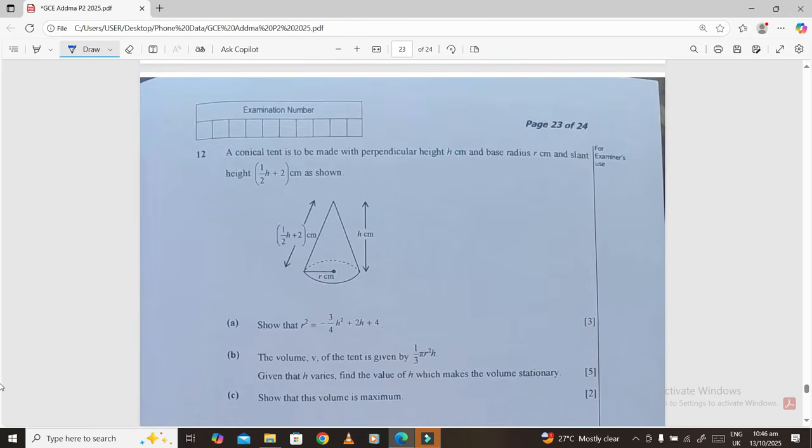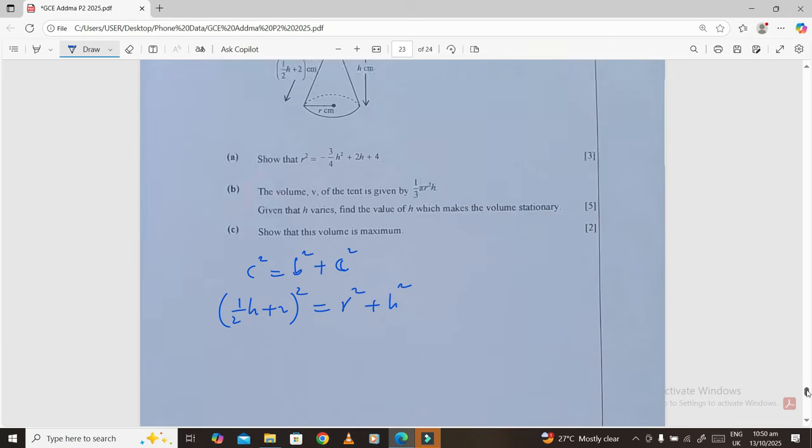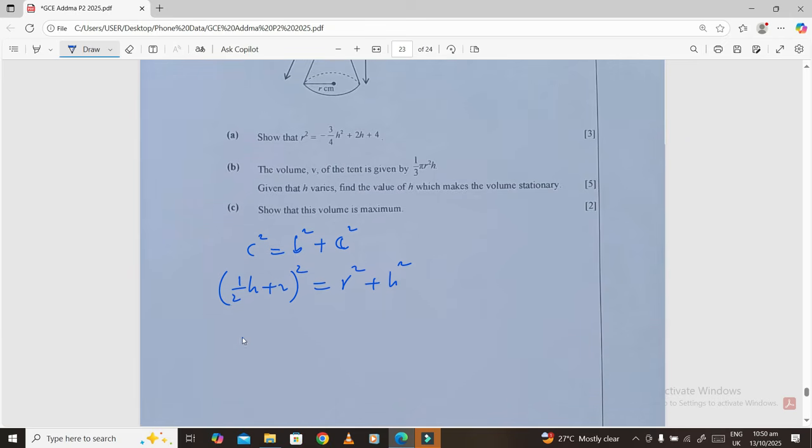We go to the last question. Here it will be 1 over 2 h plus 2, squared, is equal to r squared plus h squared. So we just simplify here, multiplying this by itself, it will be 1 over 4 h squared plus 2h plus 4 is equal to r squared plus h squared. So this will simply be equal to 1 over 4 h squared minus h squared plus 2h plus 4 is equal to r squared.